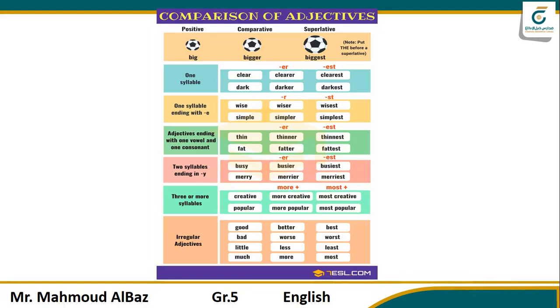These words, the irregular adjectives that I already asked you to memorize. Good, better. Do not say I am gooder than him. No, doesn't make sense. I am better than you. You are better than me. You are the best. You see, bad, worse. Do not say badder. Worse, worst. Little, less. I have little money. You have less money than me. You see, less, the least. Much, more, most. Okay, you understand?